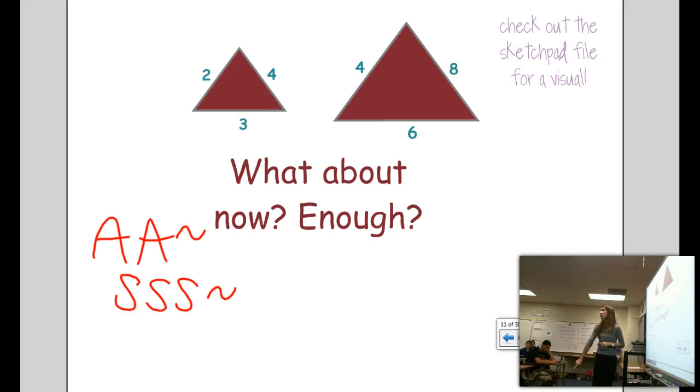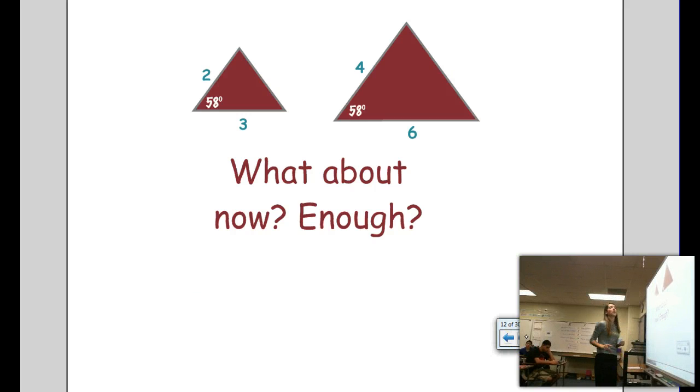That means similar. So don't forget the squiggly, or Miss Stanton will mark it wrong, because you just said they were congruent if you don't put the squiggly. They're definitely similar, not congruent. Okay, last one, last postulate. We only have 3. This is great news.